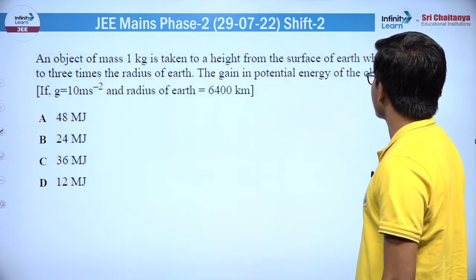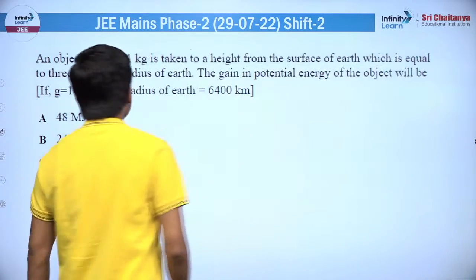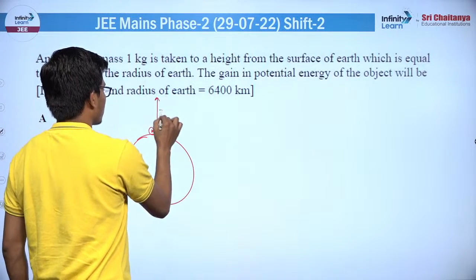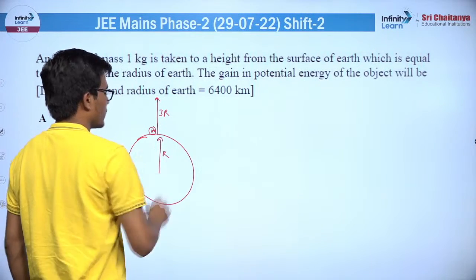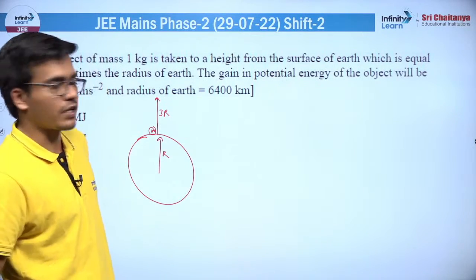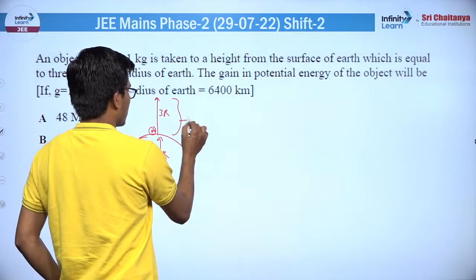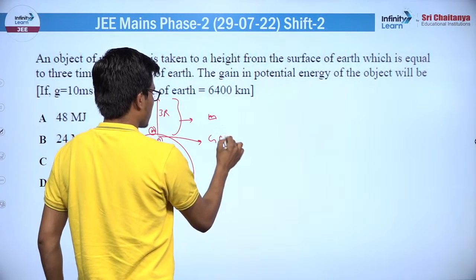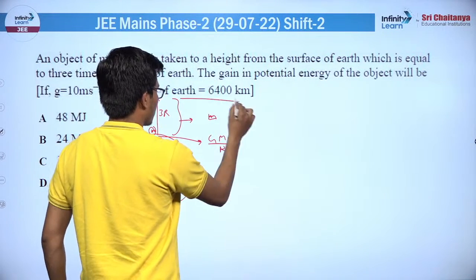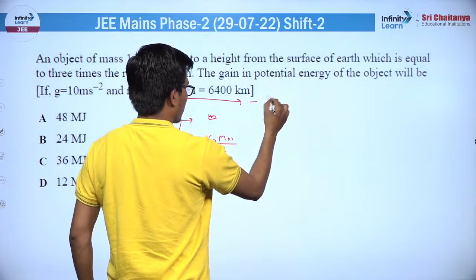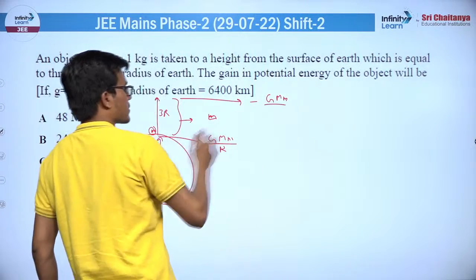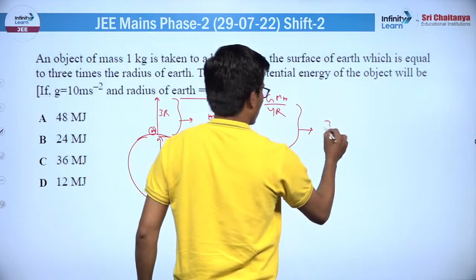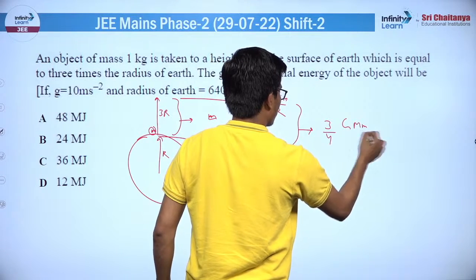1 kg is taken to a height from the surface of the earth which is equal to 3 times the radius of earth. So there is some mass m and you have taken it to the height 3R. What you need is the gain in potential energy, right? Initially you can write the potential energy as minus GMm by R, finally you can write minus GMm by the total distance, which is 4R. Just calculate the gain, so just subtract them, you will have 3 by 4 GMm by R.